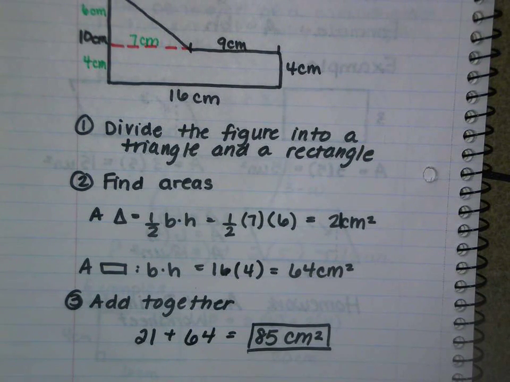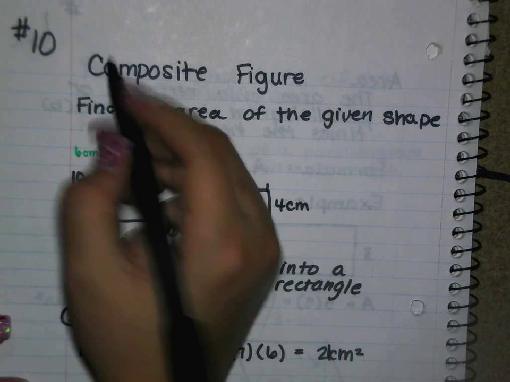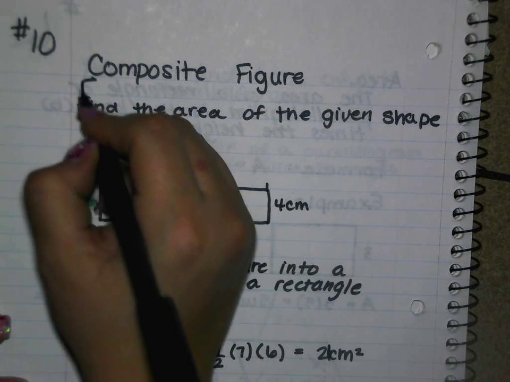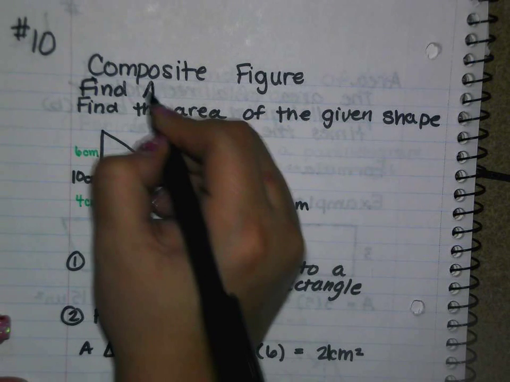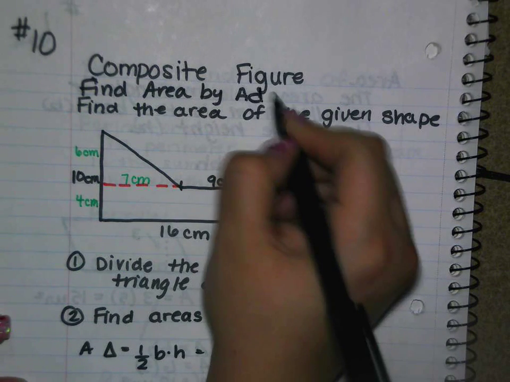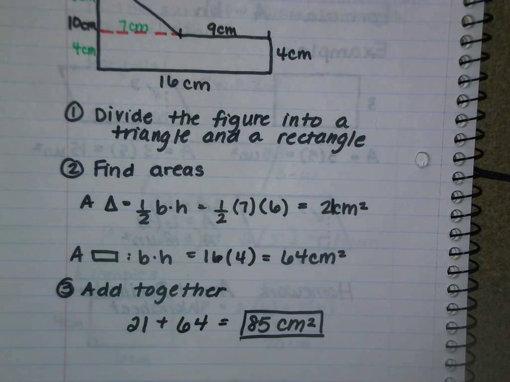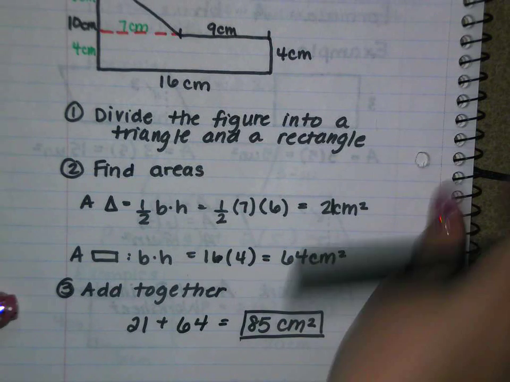Okay, so again, this is doing our composite figures, and I'm going to slide back up to the top because I'm going to add a little thing that we probably should have already added. We're going to say find area by adding, because we're going to do both of these examples by adding. Okay, so I'm going to need to flip the page. I'm going to slide back down for a few minutes. If you need to pause, go ahead and pause. Otherwise, I'm going to move on to another example of composite figures.